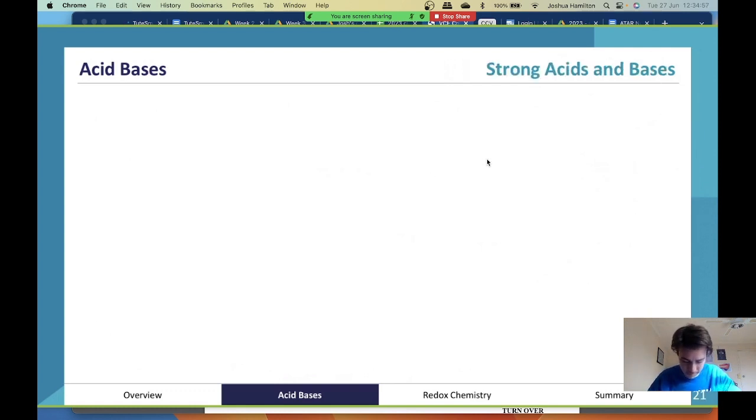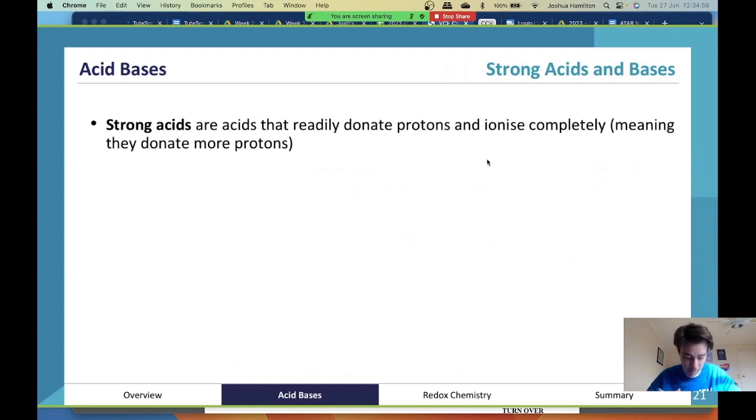So, for acids and bases, we need to know what's strong and what's weak. Strong acids are acids that readily donate protons. These are the ones that are more likely to be able to go to something like triprotic. If it's possible for a strong acid to go to something like a triprotic, it's more likely to get there because it's more likely to keep donating. That doesn't necessarily mean they're all going to do that, because some of them are not possible. Their molecular makeup doesn't allow them to donate three.